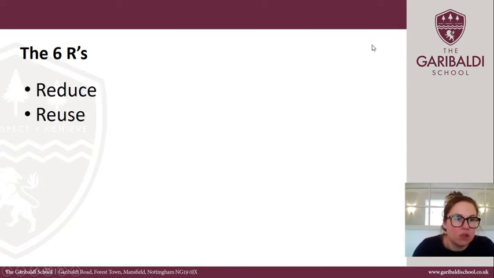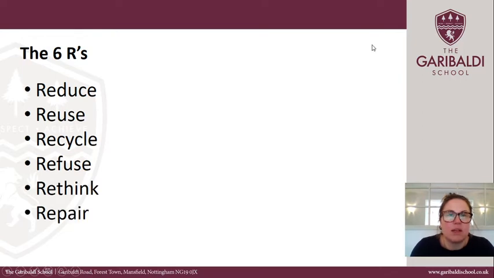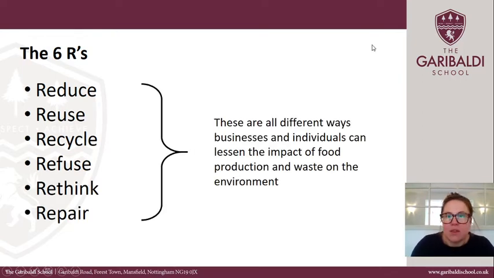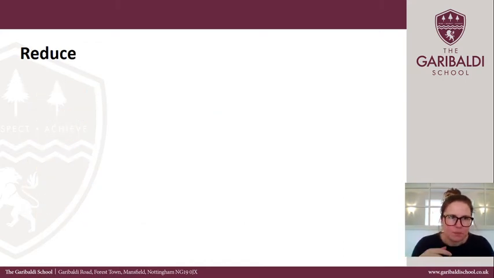So the 6 R's are reduce, reuse, recycle, refuse, rethink, repair. They're all different ways that businesses and individuals can lessen the impact of food production and waste on the environment. It's all about being as environmentally friendly as we can be in every situation. I'll quickly whiz through them all, and then there's a task at the end, because I'm very conscious that you're not going to have that long to do the task.